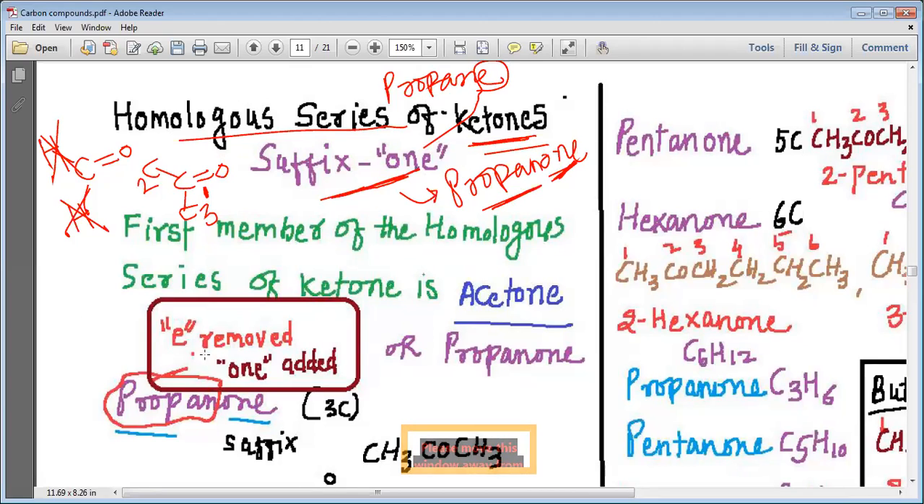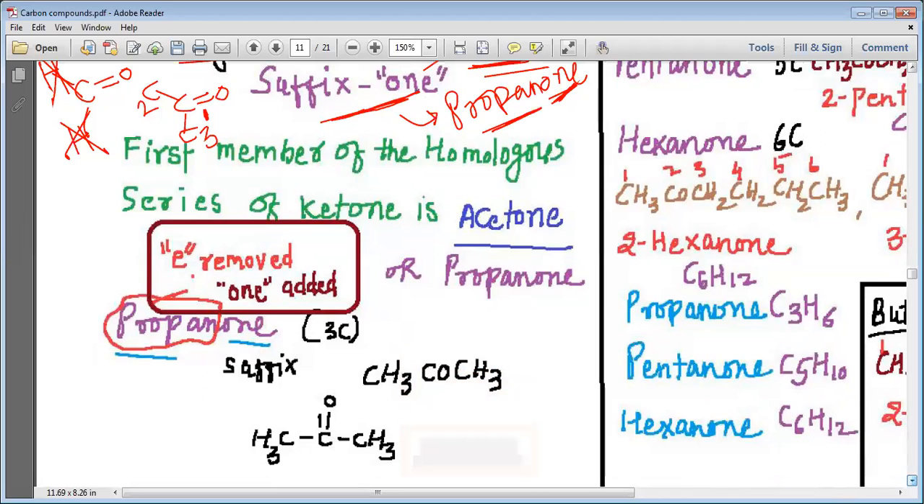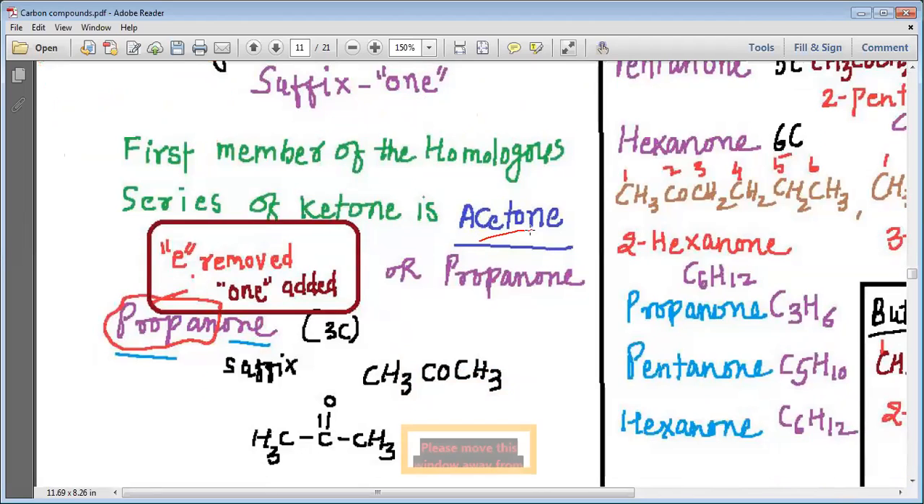So remember, when we give the names to the ketones, my dear students, the first member of the homologous series of ketone is acetone. This acetone is the common name, please remember. Acetone is the common name for the first member.